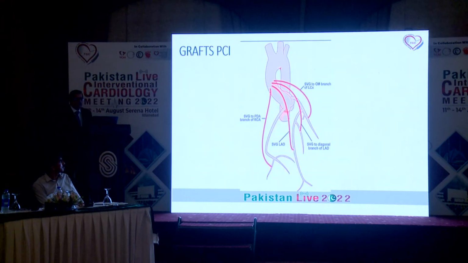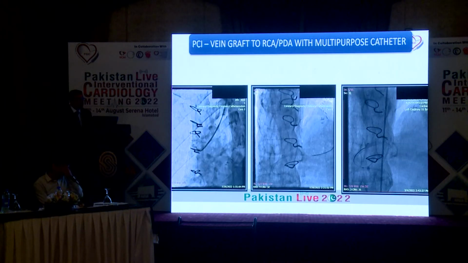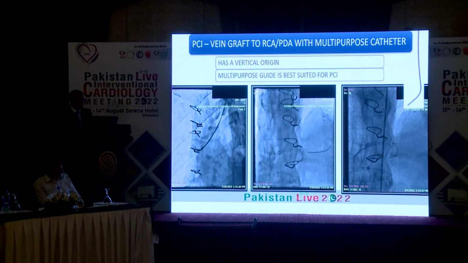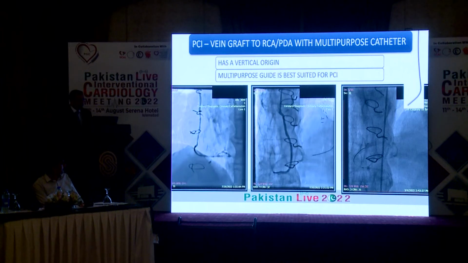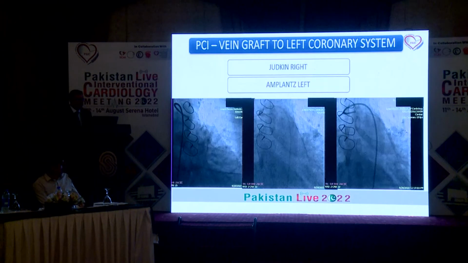So graft PCIs are slightly different because the right coronary artery grafts are sloping downwards. You can take multipurpose. And the rest of the grafts can be studied with the help of Jitkin or implants. And for the internal mammary artery, you can take internal mammary graft guides. And this is a procedure in which multipurpose guide is used because this is RCA graft, it is looking downwards.